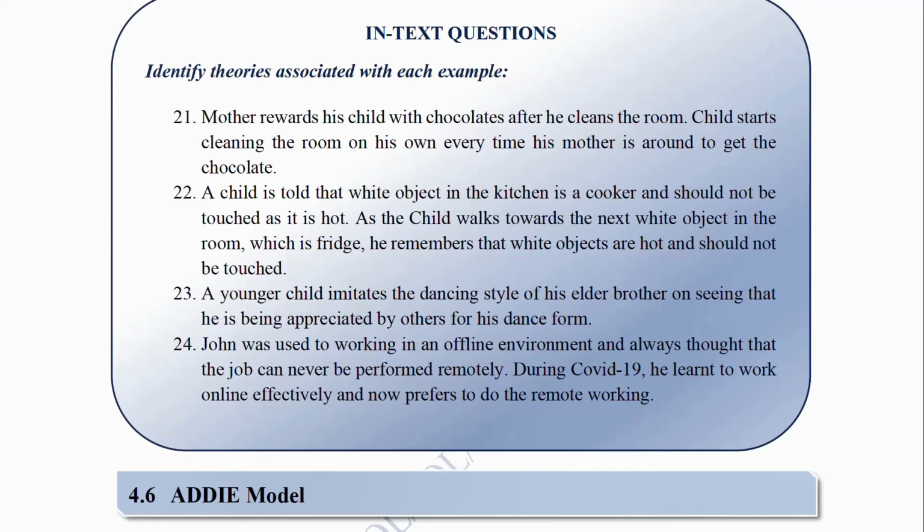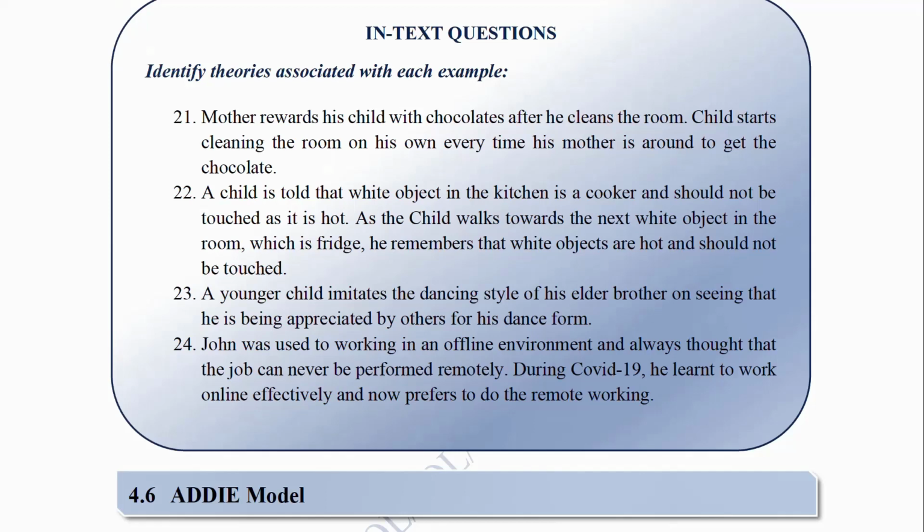Sixth, a mother rewards her child with chocolates after he cleans the room. The child starts cleaning the room on his own every time his mother is around to get the chocolate. Seventh, a child is told that the white object in the kitchen is a cooker and should not be touched as it is hot. As the child walks towards the next white object in the room, which is a fridge, he remembers that white objects are hot and should not be touched.